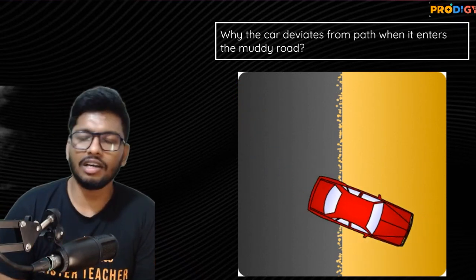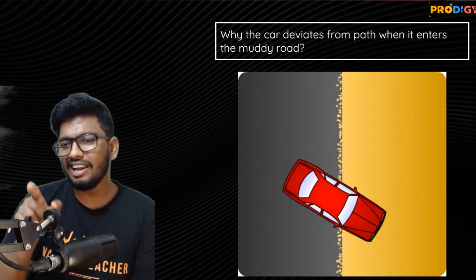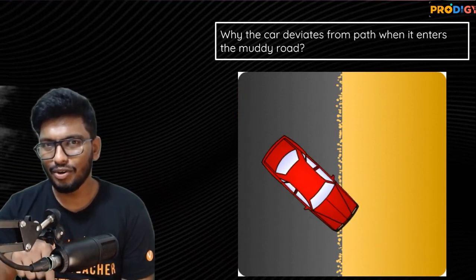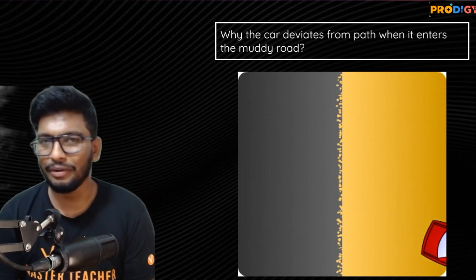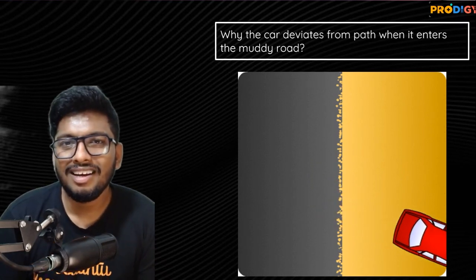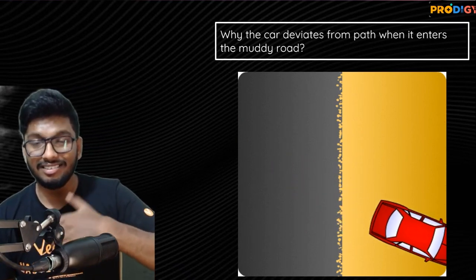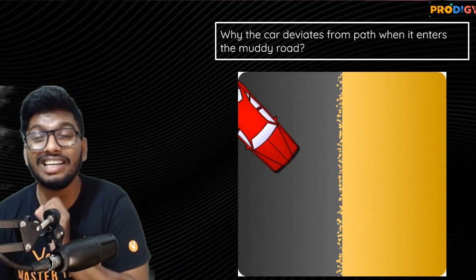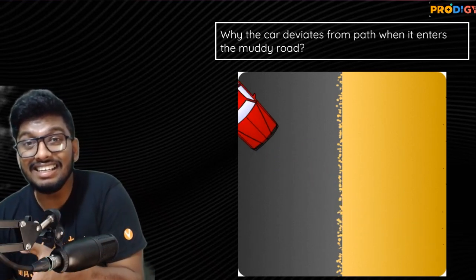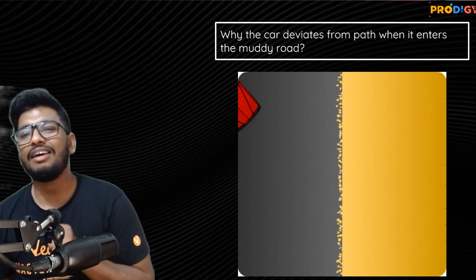Look at the left tires of the car, guys. Look at the front left tire. Now, the front left tire is the first one that is entering into the muddy road from the tar road. And then comes your front right tire. Now, what happens is this, guys. As soon as the left front tire enters into the muddy road, it suddenly slows down. And because it suddenly slows down, the car slightly tilts towards the left.